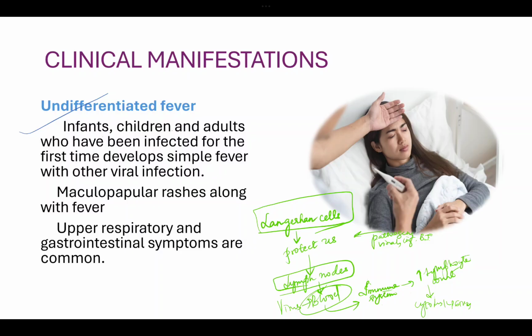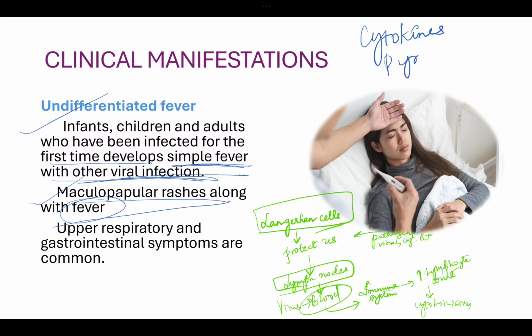Infants, children, adults who have been infected for the first time will develop a simple fever like other viral infections, and then they will have maculopapular rashes along with the fever. How is the fever seen in cases of dengue? What happens? The cytokines and the pyrogens are released. We have cytokines like interleukin 1 and tumor necrosis factor alpha. They are released during the viremia stage. When the virus enters into the blood, during the viremia stage, there is cytokine release and pyrogen release, and all of this is leading to severe headache.